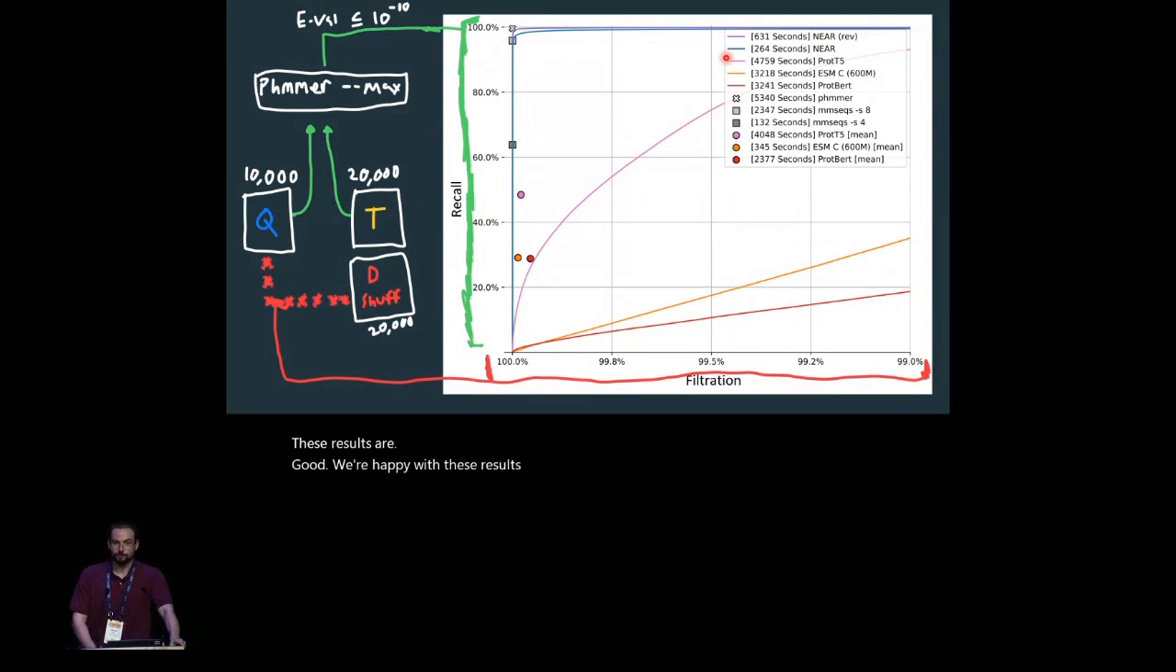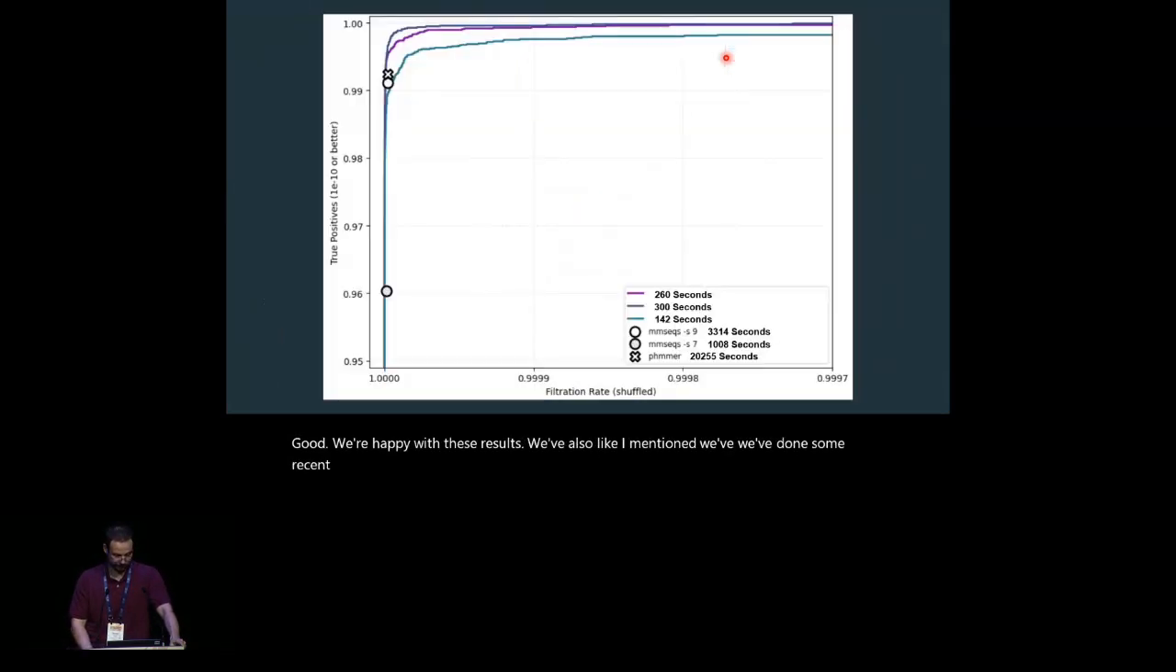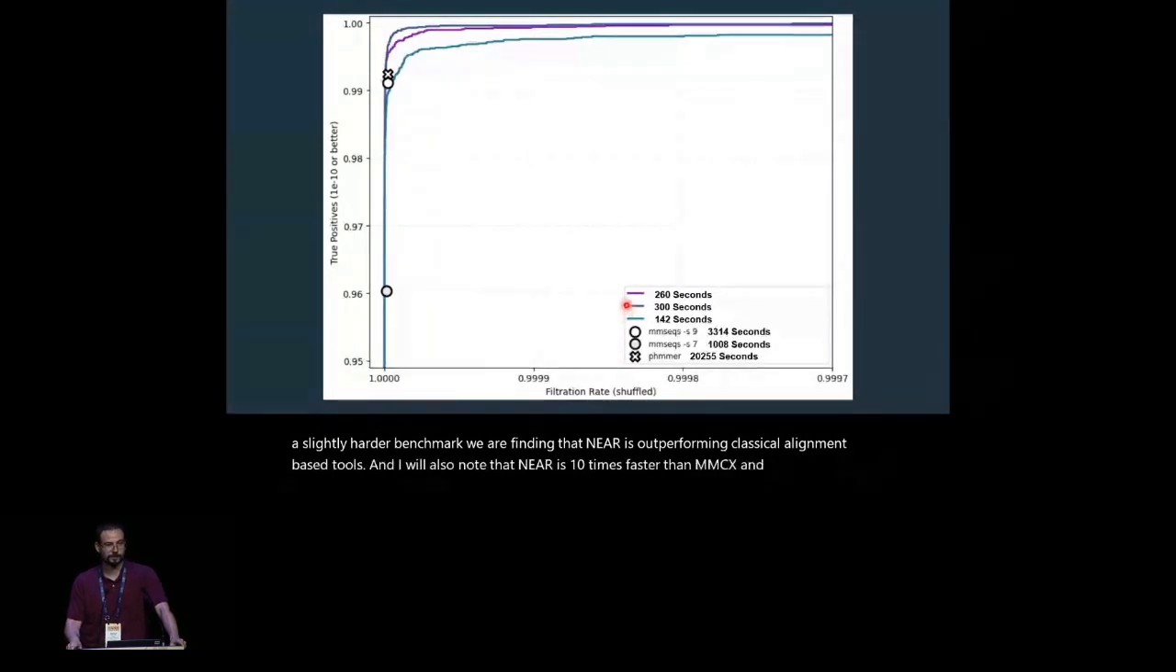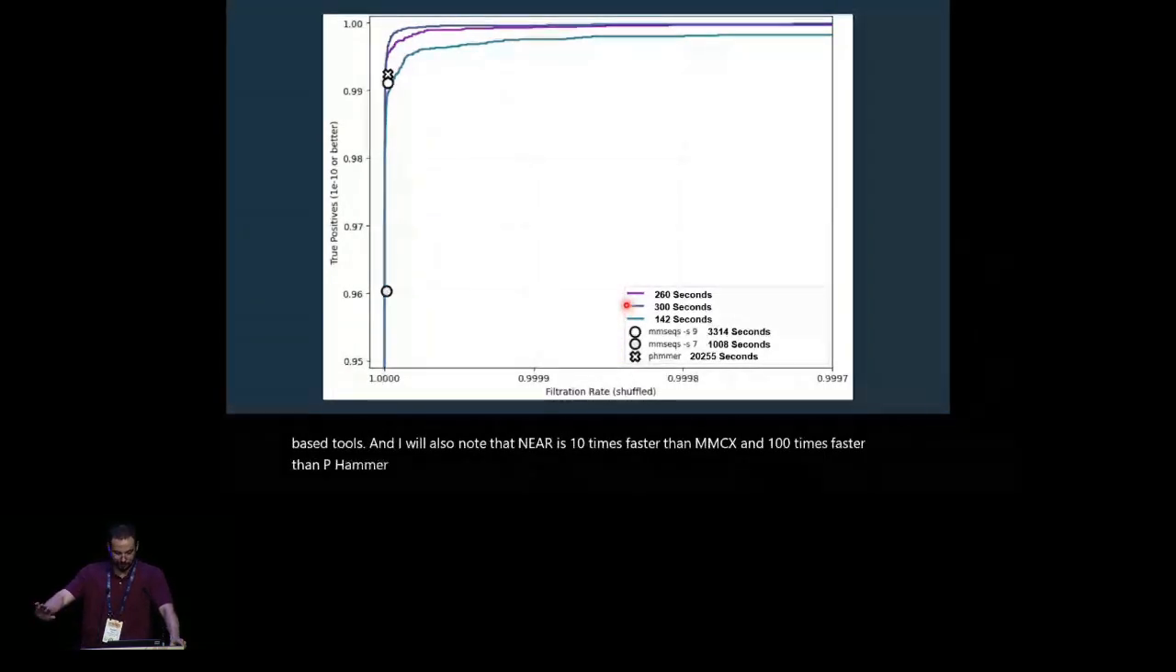We've also, like I mentioned, done some recent improvements and we have better results now. These are not peer-reviewed results, but in a slightly harder benchmark, we are finding that NEAR is outperforming classical alignment-based tools. And I will also note that NEAR is 10 times faster than MMseqs and 100 times faster than pHMMer. So that is NEAR. NEAR is fast, it is sensitive.